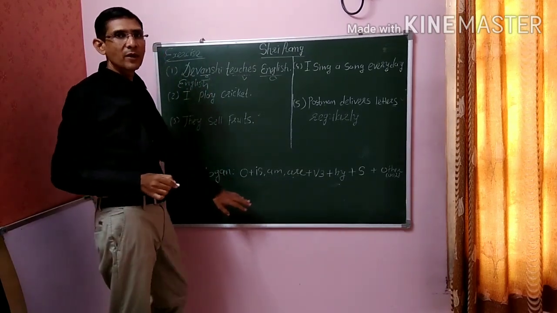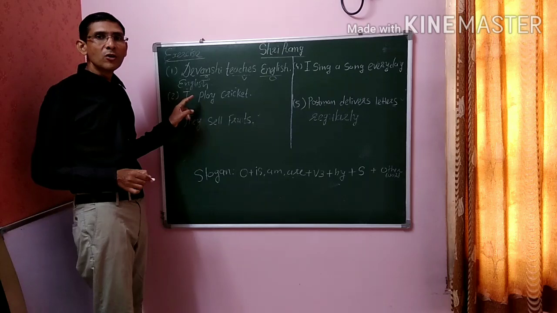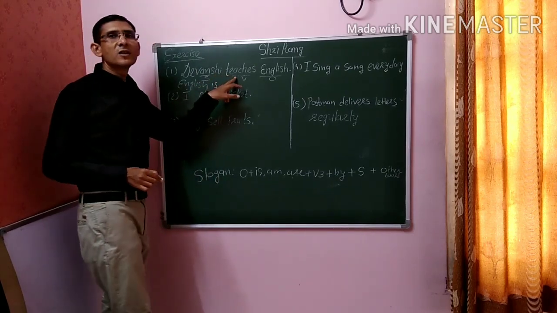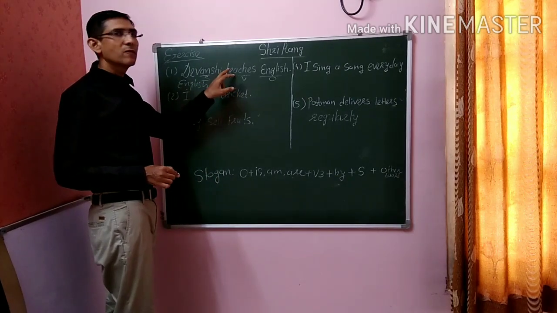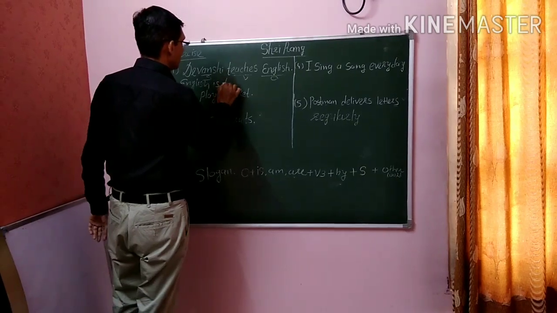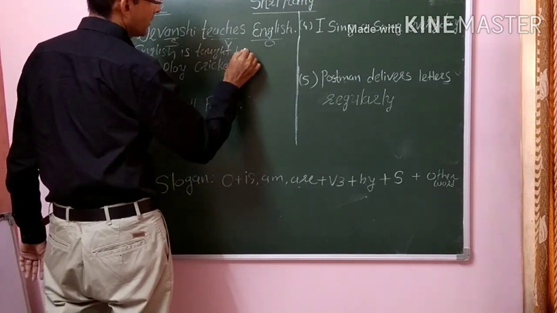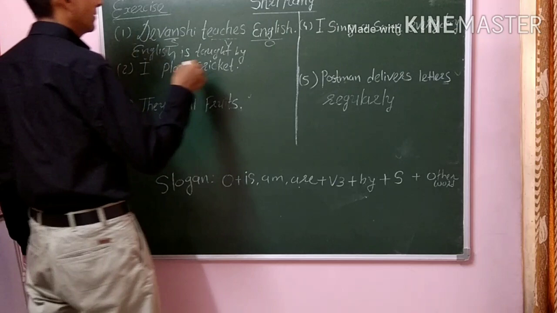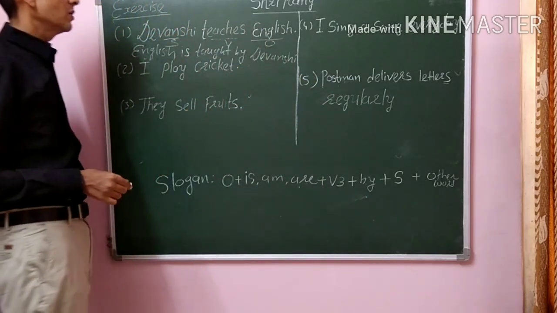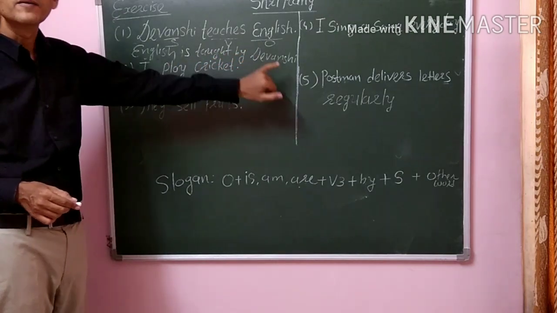Then we have to select any one to-be form from is, am, are. English is singular, so we are using is. Then we are using the verb's third form. Teaches is the present tense. The third form of teach is taught. So here we will write taught. Then by. Then the subject. The subject is a name, so the name remains as it is. Devanshi is the name. So what is the answer? English is taught by Devanshi.